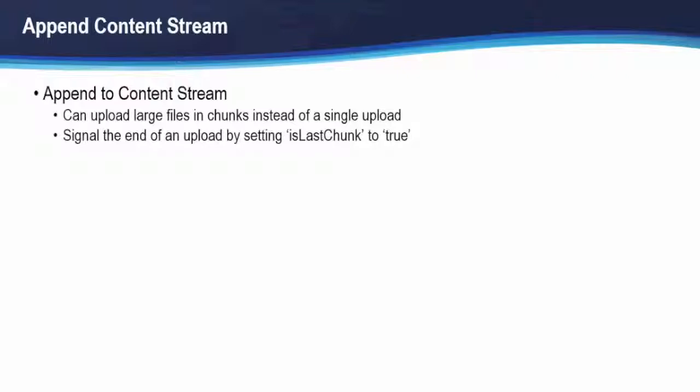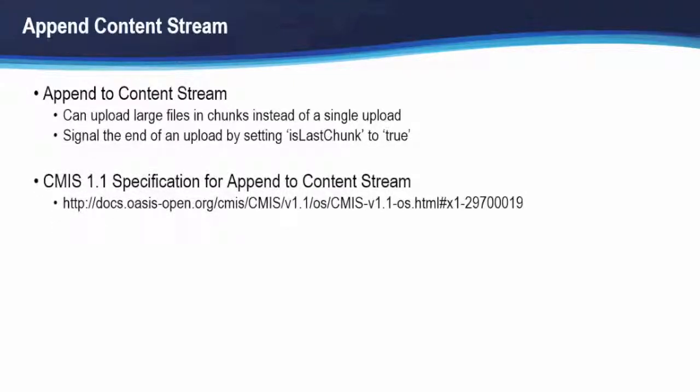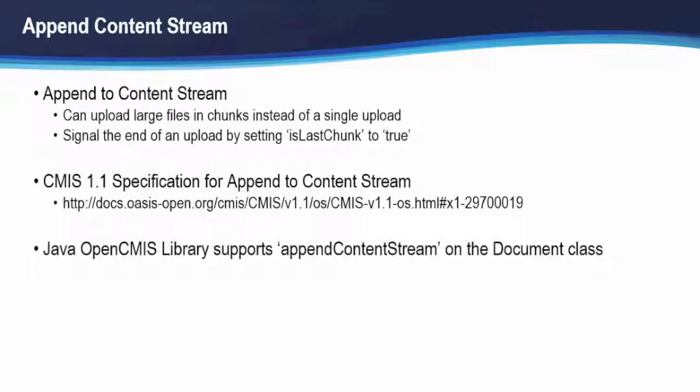The last CMIS 1.1 feature I want to discuss today is appending to a content stream. CMIS 1.1 now allows for appending to a content stream, which is really helpful if you're trying to upload a large file. You can upload large files in chunks instead of a single upload. When you're ready to upload the last chunk of a content stream, you set isLastChunk to true, and that signals that the content stream is at an end. The specification for this is provided here in this URL, the OASIS website. The Java OpenCMIS library supports appendContentStream on the document class.